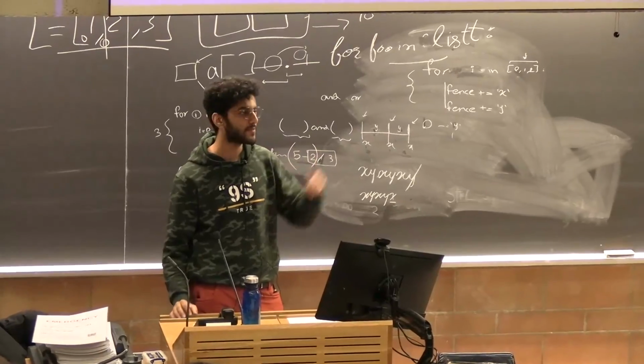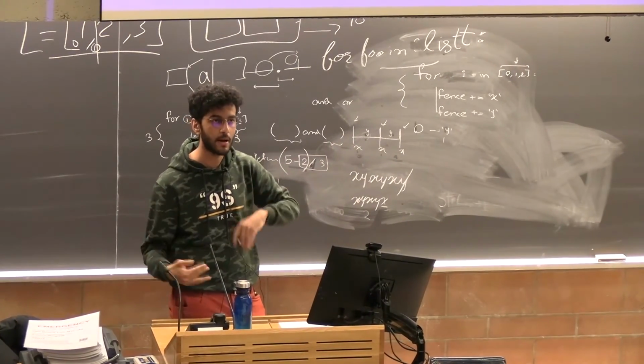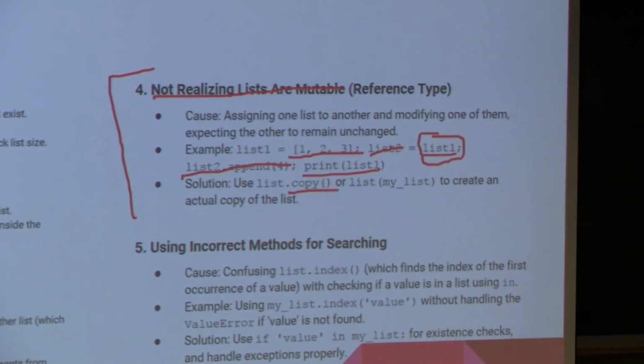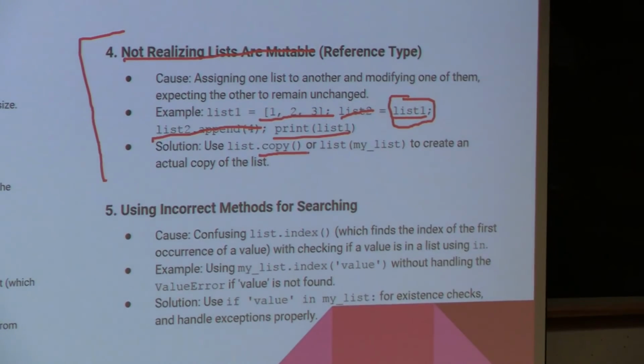To solve this, you can create a new object, but Python also provides a function which is list.copy. So you can use this, or you can also use this. But the main point here is they are mutable. Okay. Using incorrect methods for searching causes confusion between list.index, which finds the index of the first occurrence of that value, and checking if the value is in the list using in.